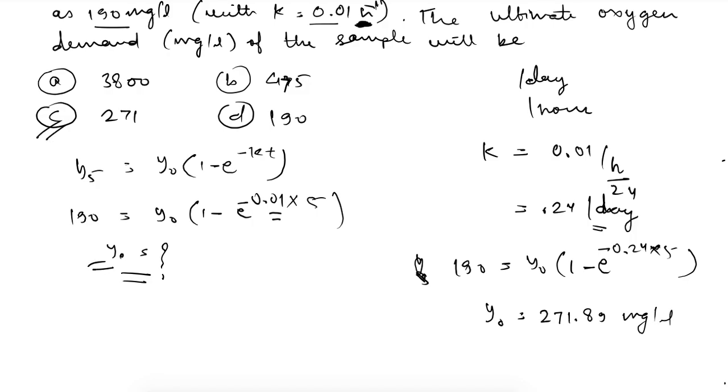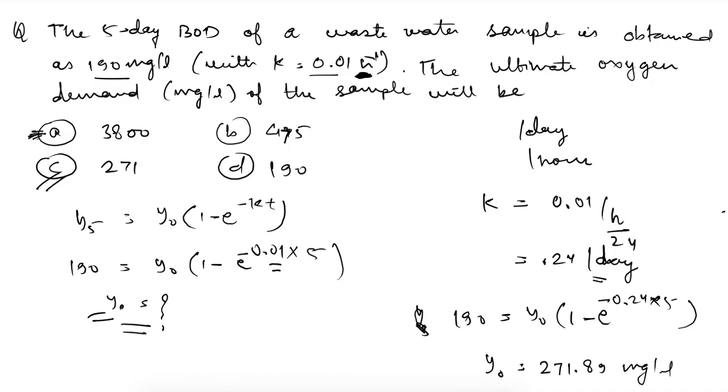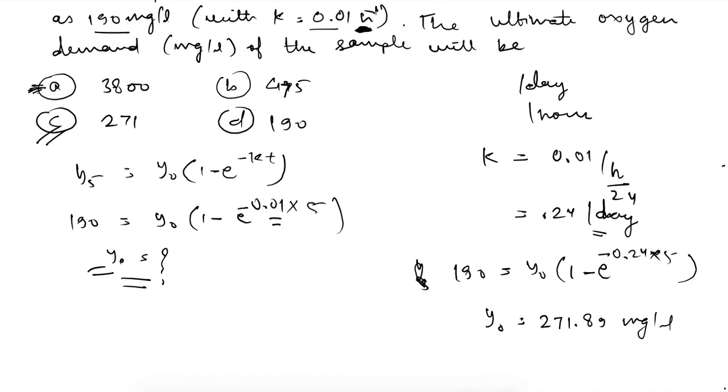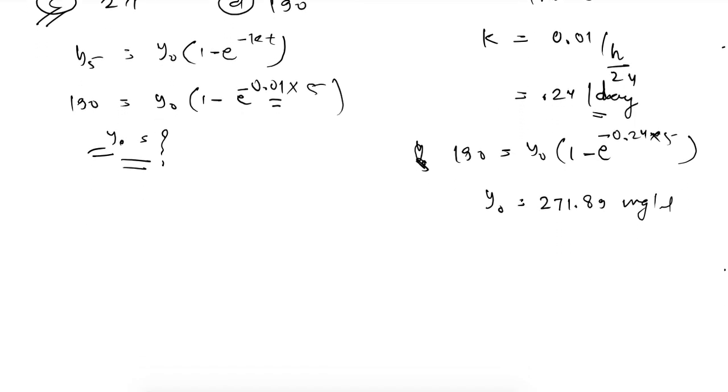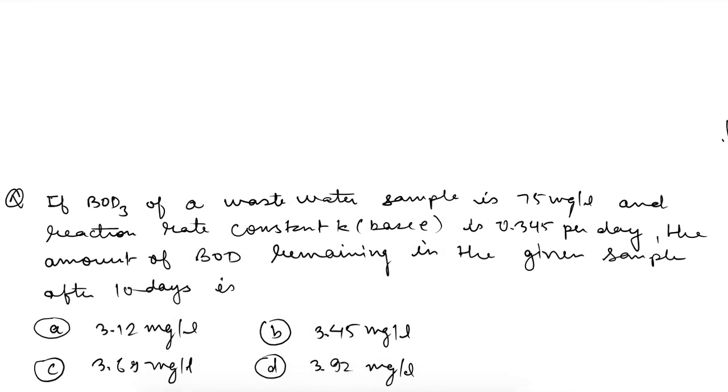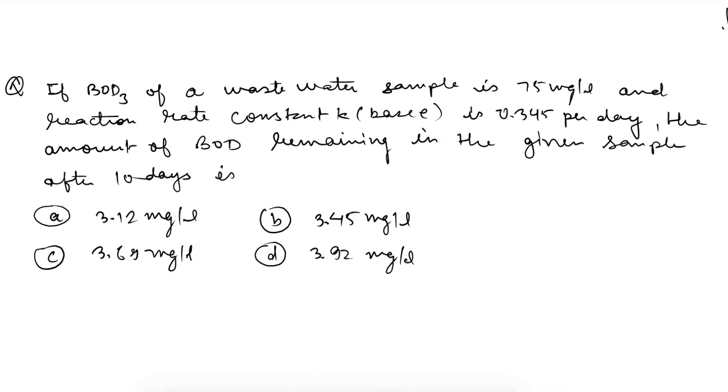If you had solved this the other way, you would find the answer somewhere close to 3800. So the wrong option will always be given among the options. You have to be very, very careful about these things. Otherwise, questions are mostly easy in GATE.